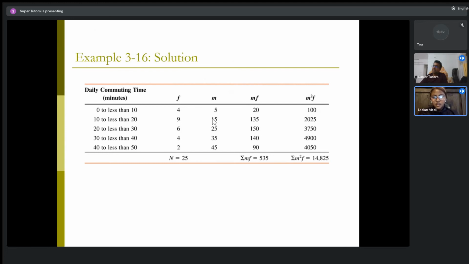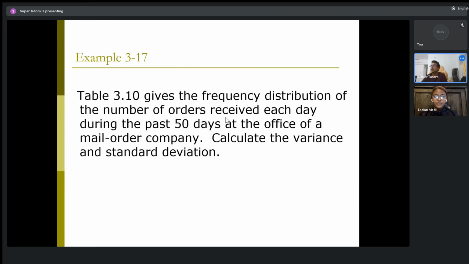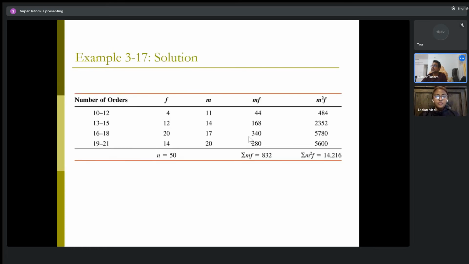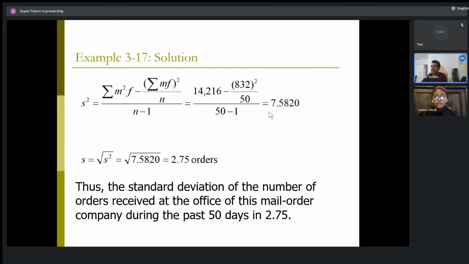Because it says 5 here, 5 squared is 25, and that gets multiplied to 4, giving us 100, and so on. So this example is again the same example for the standard deviation that we did for the mean. Just skipping this in the interest of time, it's not very different, it's the same thing.